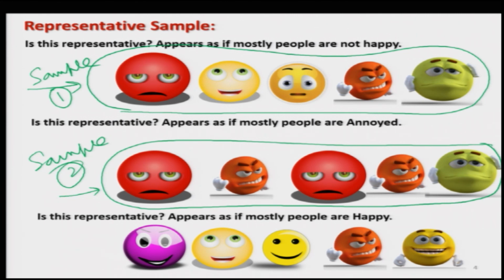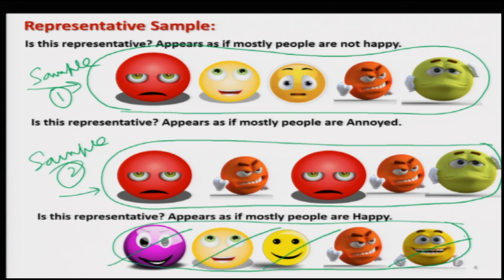But on the other hand, if you take sample number 3, you can see this 1, this 2, this 3, and this 4 indicate that the people are happy, whereas this one, the orange one, indicates that the people are not so happy, they are annoyed. So, looking at sample number 3, in these 5 smileys, it appears as if most of the people are happy, right.